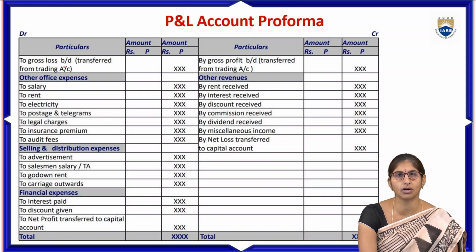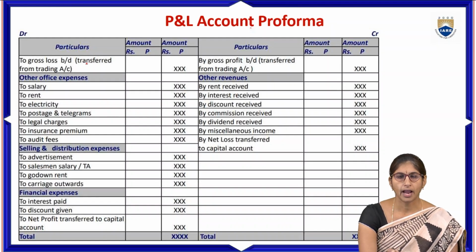If we get the gross loss, that gross loss has to be brought down to the P&L account, that is profit and loss account, debit side. And if we get gross profit in the trading account, whatever carried down balance is got in the trading account has to be brought down to the credit side of the profit and loss account. As it is a profit, we write it on the credit side.